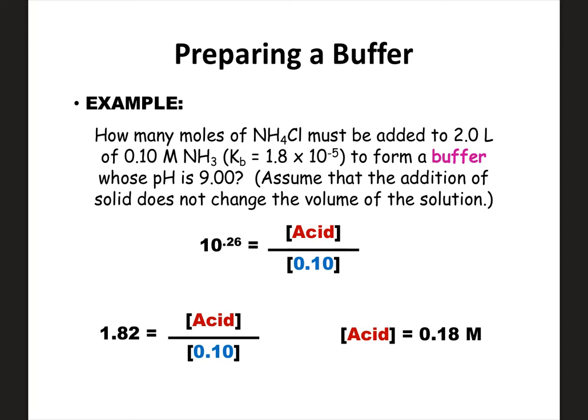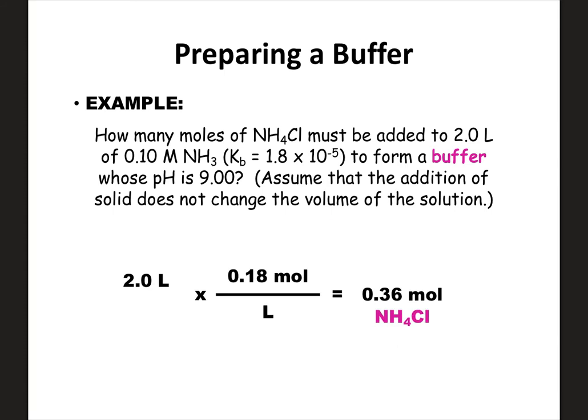This is not the end of the problem, though. This gives us the concentration of the acid being 0.18 molar. We want to know the number of moles of the NH4Cl. This is the concentration of the conjugate. All right, we need to get now to moles using this. Pretty simple calculation. We know we have 2 liters here. We know the concentration is 0.18 moles per liter. Liters would cancel. Now you'd be in moles here of your conjugate salt. So you were able to use this to determine the number of moles.